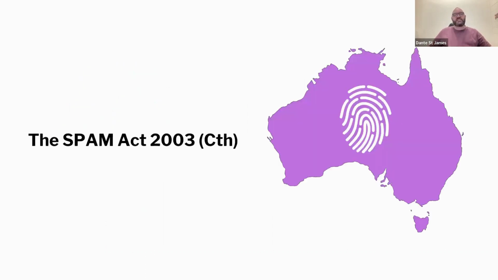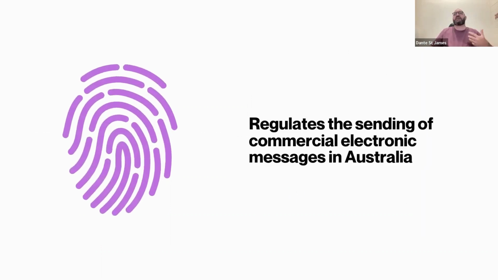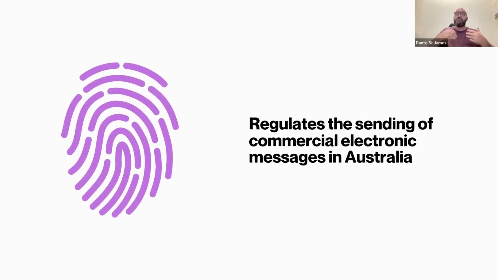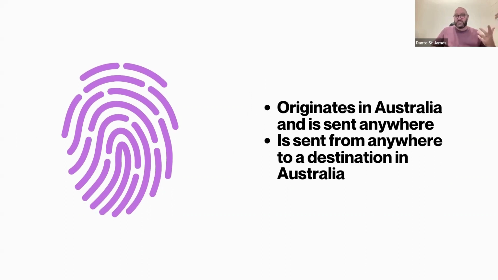So moving on, the Spam Act of 2003 is the one that's probably going to affect you and me the most. This act is all about regulating the sending of what are called commercial electronic messages in Australia. That's email, SMS, and instant messages through Facebook chats, WhatsApp, Kik Messenger, any sort of instant messaging app out there. It applies to emails that originate in Australia and are sent to other people in Australia or anywhere in the world.